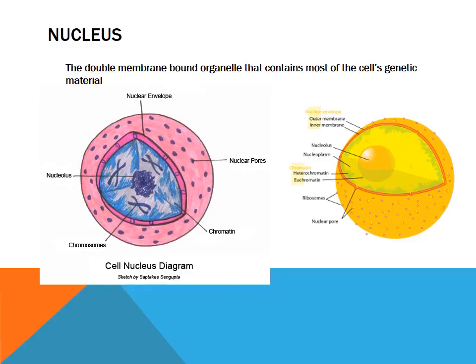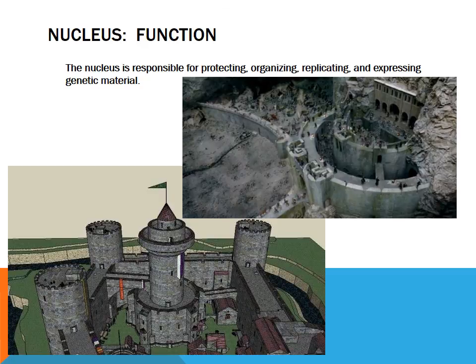The nucleus is generally located as a central part of the cell. This is where you keep the cell's genetic material. You keep the DNA. What kind of macromolecule is DNA? It is a nucleic acid. So in this nucleus, you're going to protect, organize, replicate, and begin the expression of the genetic material.